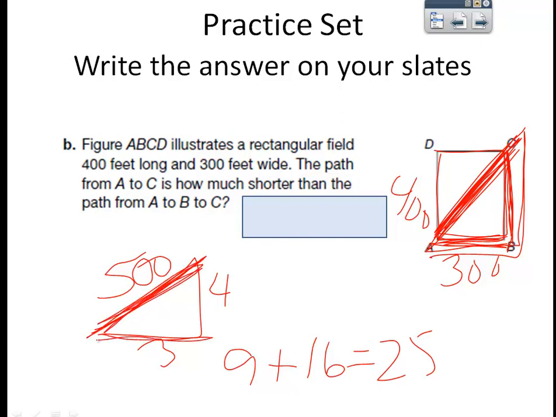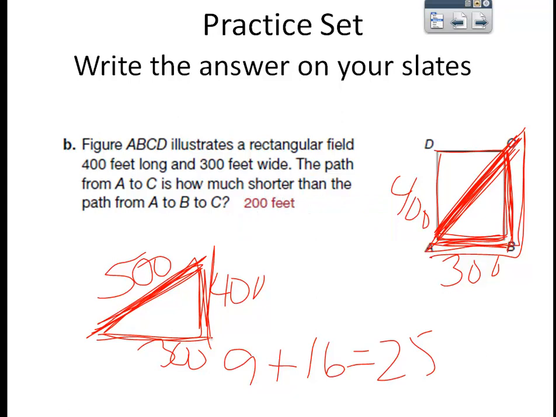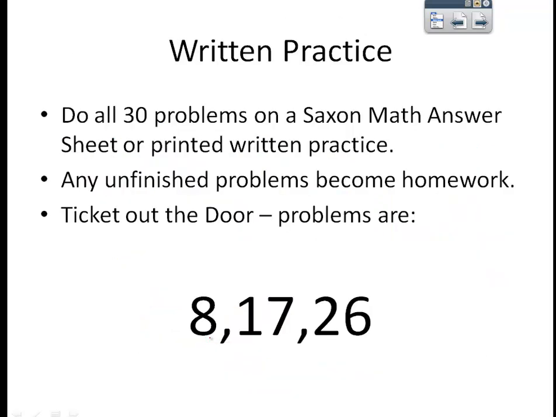To go the long way, that's going to be 300 plus 400, so that's going to be 700. So the distance from A to C is shorter by 200 feet. Hopefully that just makes a ton of sense and it starts to click with you. I hope so. If not, bring your questions. We'll discuss it tomorrow in class.